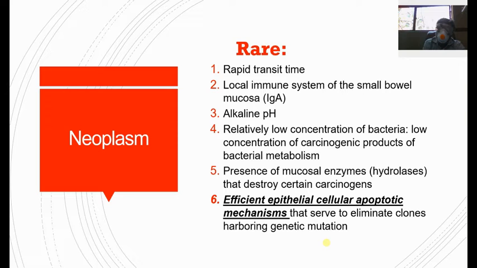This may be surprising to you, but there is multiplication, but it is rapidly washed out from the intestine. So the presence of mucosal enzymes like hydrolases destroys these bacteria and different carcinogens which are being ingested and residing in the small intestine. There is also an efficient epithelial cellular apoptotic mechanism that serves to eliminate clones carrying genetic mutation. You know that continuously replacing older cells with new cells is also protective in nature. So all these conditions result in the rare occurrence of tumors of the small intestine.